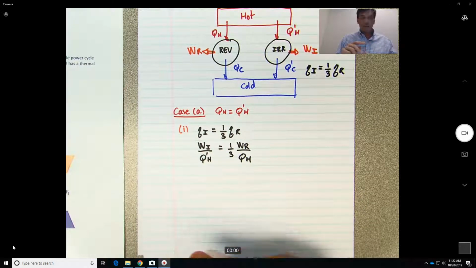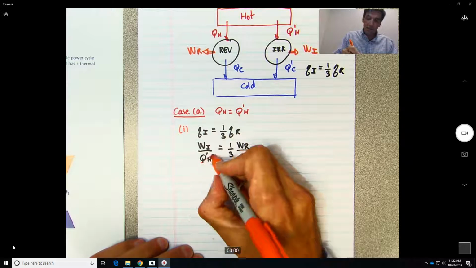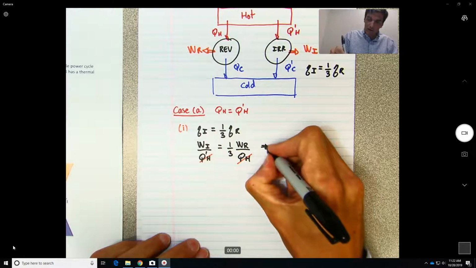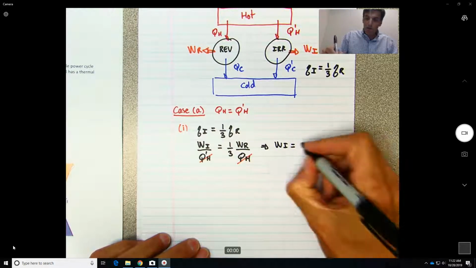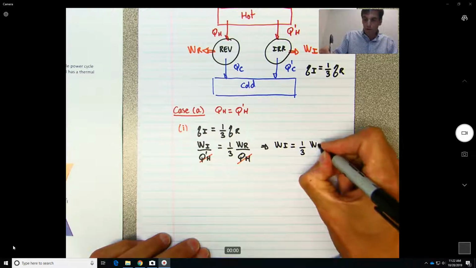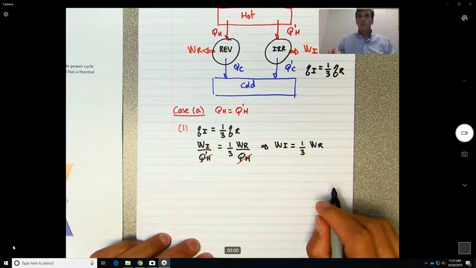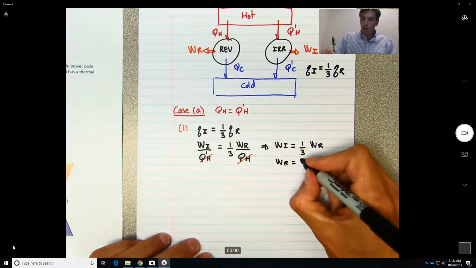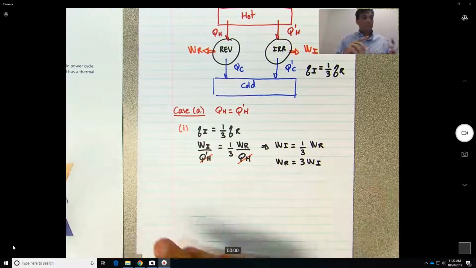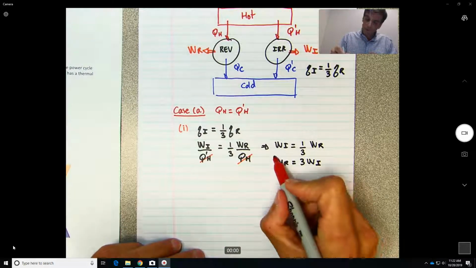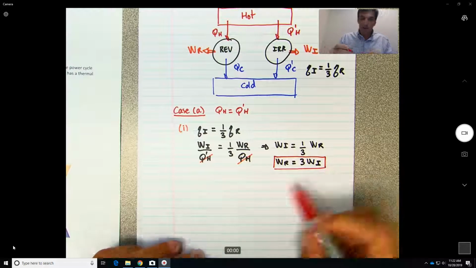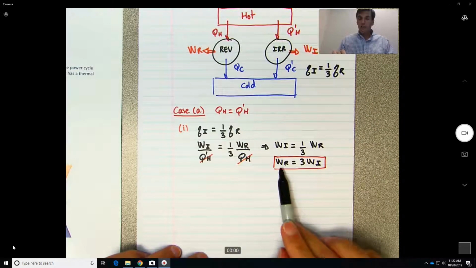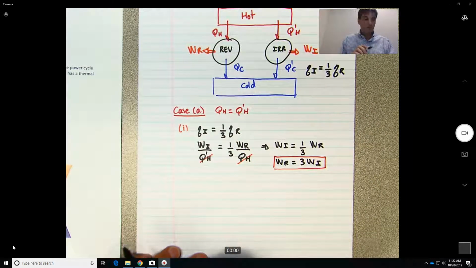So in this case, since QH equals Q prime H, we can cancel these two over here, and we have that the work created by the irreversible is basically 1/3 of the work created by the reversible. Or you could just say that the work of the reversible is 3 times the work of the irreversible. So either one is acceptable. So basically that means that if both operate with reference to the same hot reservoir, because of the efficiency, the work over here will be 3 times this one over here.